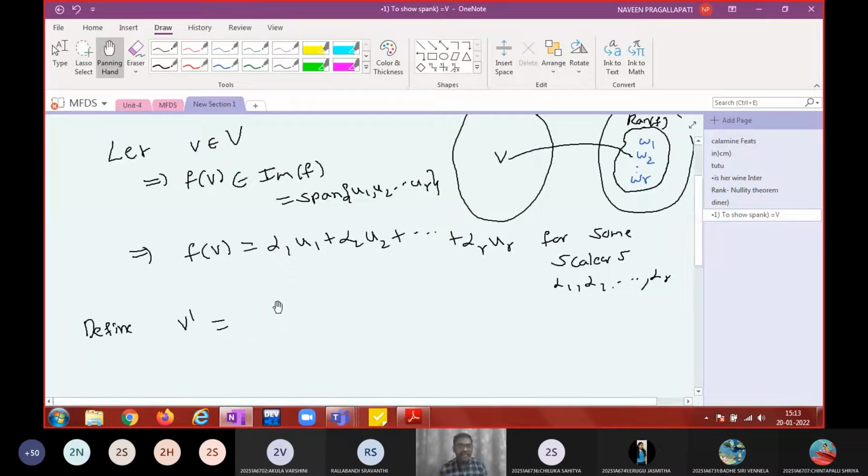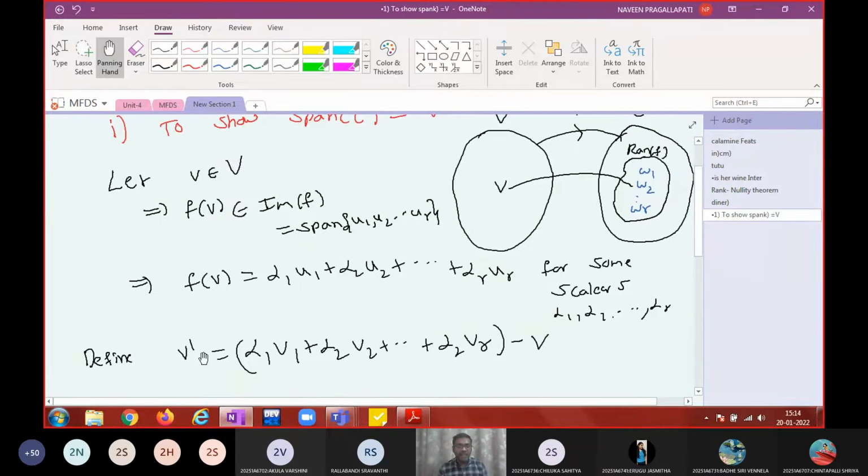So you define a vector v dash like this: alpha 1 into the pre-image of u1, which is v1, alpha 2 into the pre-image of u2, which is v2, and so on, plus alpha r into the pre-image of ur, which is vr, minus v. What is v? V is nothing but our general vector v. So you are forming a vector. Difference of two vectors is a vector. Is this v dash belonging to V or U?